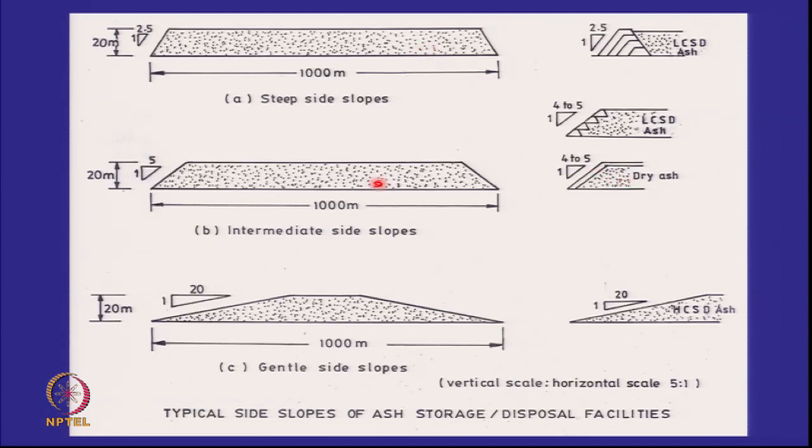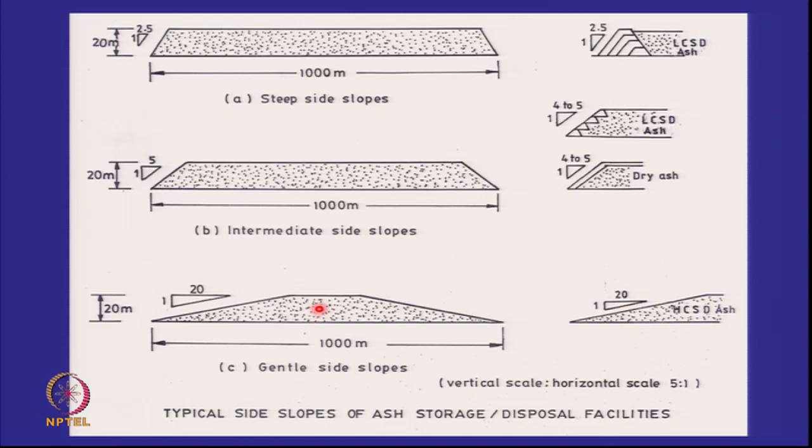When I am using lean concentration slurry disposal, but I am using the downstream method of construction, please note, that means all this material is compacted, then my downstream slope can be typically 2.5:1. So this is a steeper slope. Well, you might say, sir, this is too much foreign soil, therefore we are losing this much capacity. But if I am making these embankments of the same material as the waste, then I am able to store a lot more material.